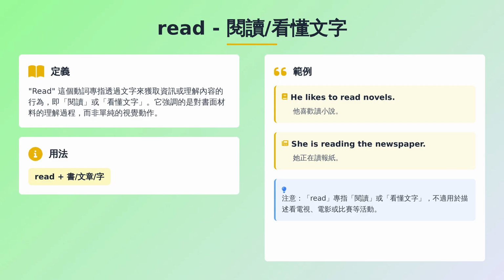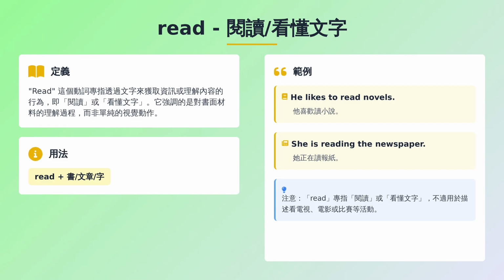Read, to read or understand text. Definition: the verb read specifically refers to the act of obtaining information or understanding content through text. It emphasizes the process of understanding written material rather than simply visually engaging it. Usage: read plus book or article or word. Examples: He likes to read novels. She is reading the newspaper. Note, reading specifically refers to reading or understanding text and is not used to describe activities such as watching television, movies, or sports.